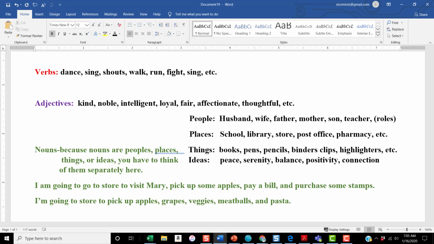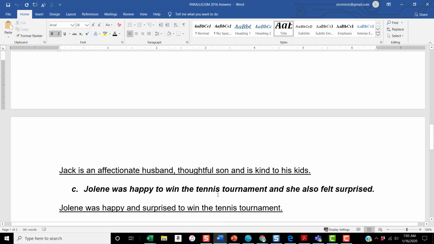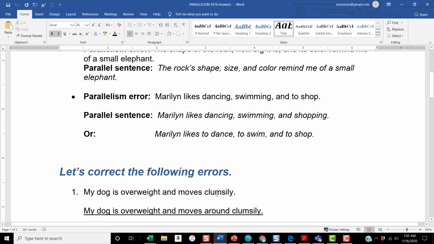So I'm going to the store to pick up apples, grapes, veggies, meatballs, and pasta. Okay? So I've got a clear, it's all objects, and probably to make a specific thing, but it's grouped together in items. So it makes sense. I'm not all over the map. I'm not asking the reader to extrapolate what it is that I'm doing in addition to just going to the store. So now I'm going to go back to your actual handout to talk about how this works in some of the examples in your handout, okay?